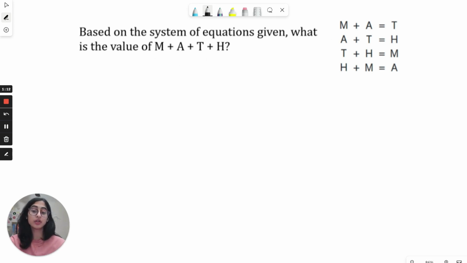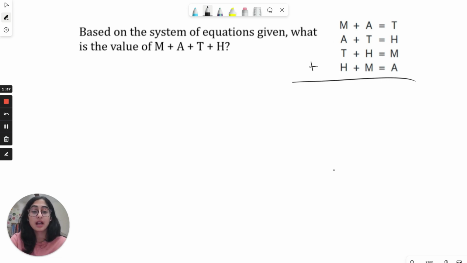And the other thing you notice, which will happen in a lot of questions, is that we end up with two of each letter type on the left side. 1, 2, 1, 2, 1, 2, 1, 2. So since there's the same amount of each letter on that side, and we're looking for the sum of all of them, what we can do is add all of these equations together.